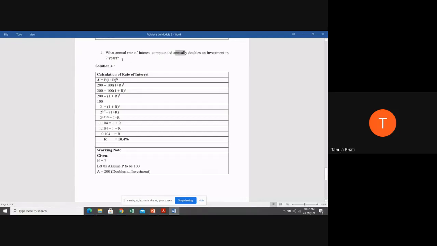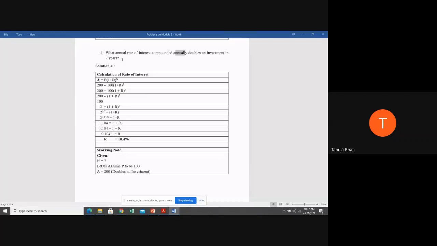What does this sentence mean? That today if you're investing 1 rupee, it will double in 7 years, it will become 2 rupees, double the amount. The time is 7 years. So we need to find out the rate of interest. So let us see the solution.